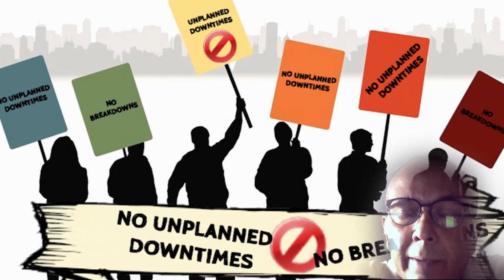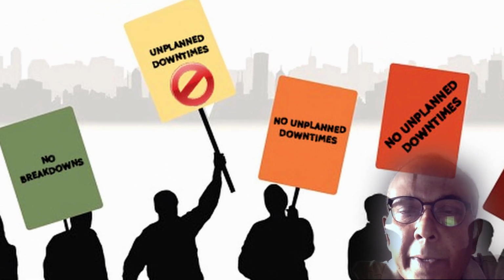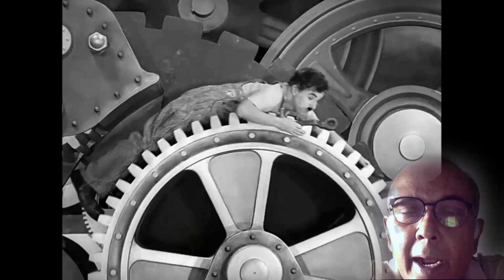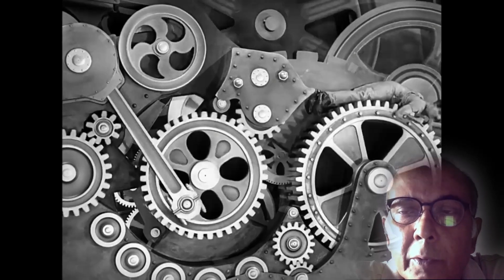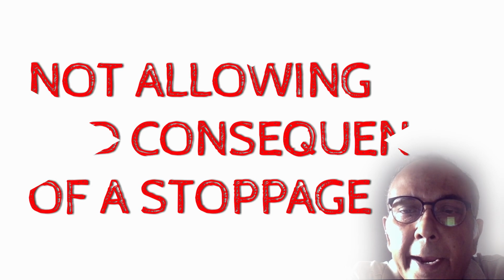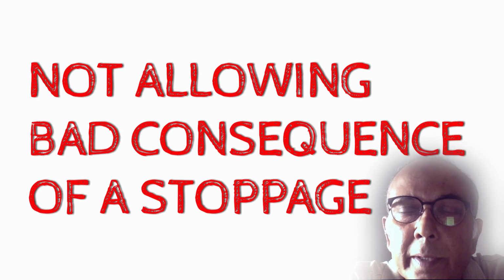So when we say that we don't like to have unplanned downtime, that means no breakdowns in between when we start a machine and when we stop a machine from producing. There should not be a surprise stoppage. In other words, we are not allowing any bad consequence of a stoppage. A stoppage can have a lot of consequences.